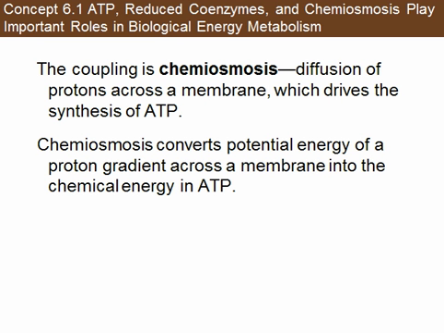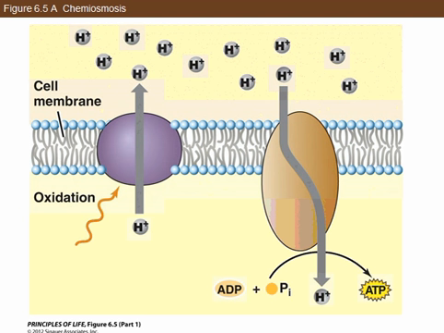Now, the actual process that is going to reform or attach that third phosphate is a process called chemiosmosis. So here's the basic definition of what chemiosmosis is: the diffusion of protons across a membrane, which drives the synthesis of ATP. So chemiosmosis converts the potential energy of a proton gradient across a membrane into the chemical energy of ATP. Okay, and we'll take a look at this diagram right here.